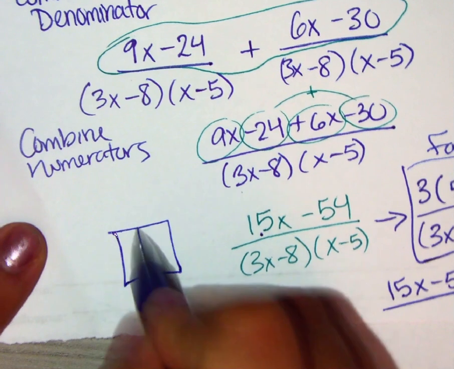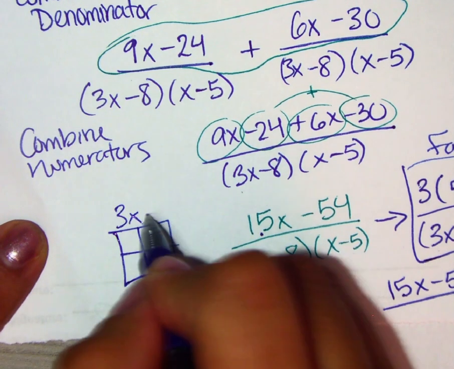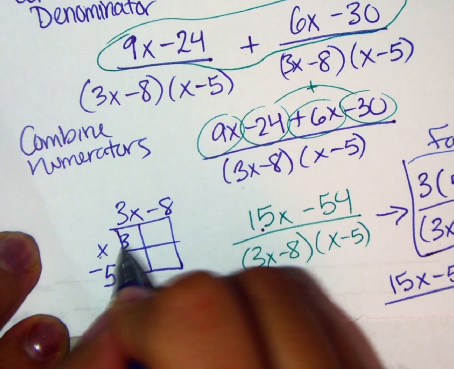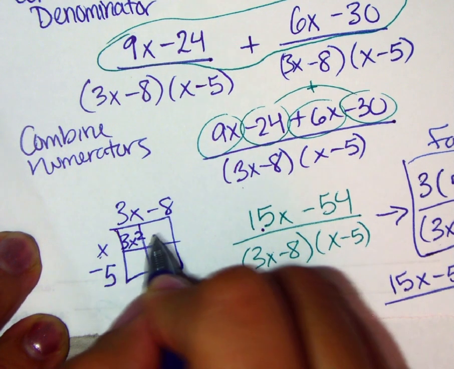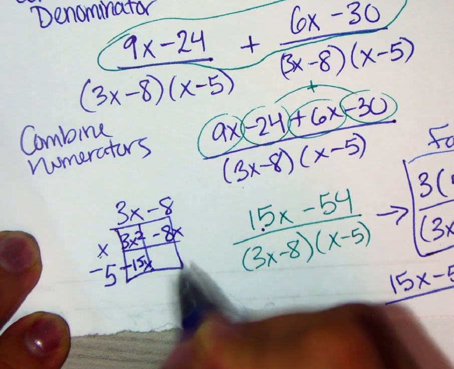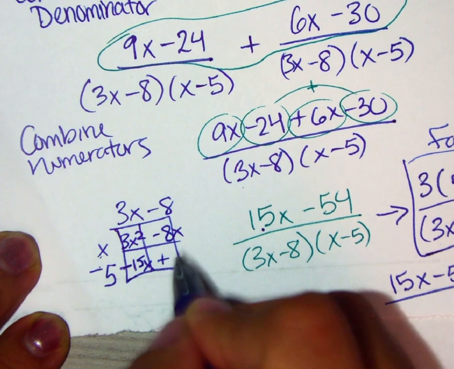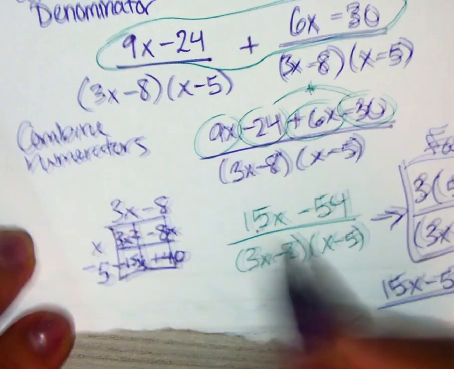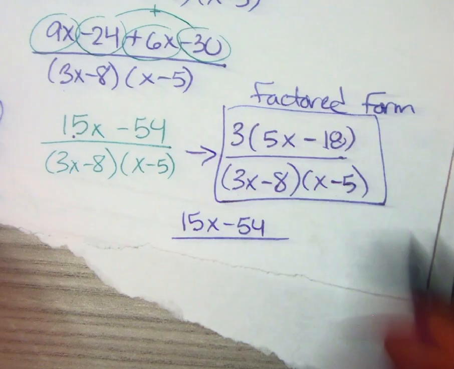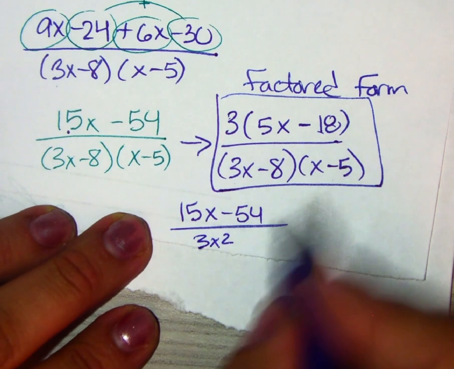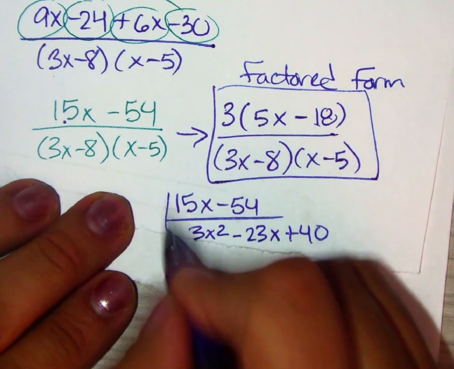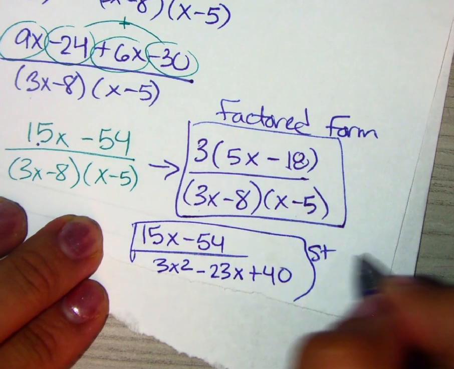So I'm going to do the multiplication right here. 3x minus 8 and x minus 5. And 3x times x is 3x squared. Negative 8 times x is negative 8x. Negative 5 times 3x is negative 15x. And then negative times negative is positive. 8 times 5 is 40. Combine like terms, and we're going to end up with 3x squared. So I'll just write it over here. Minus 23x plus 40. So this is the standard form.